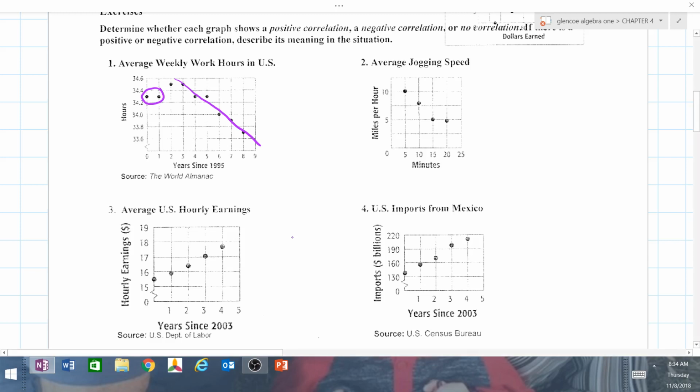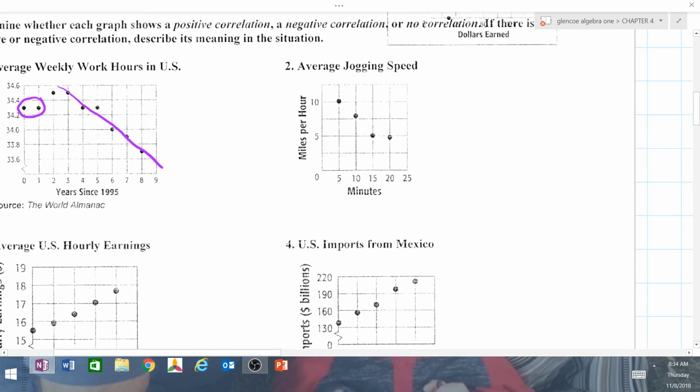All right, let's look at number 2 together. What kind of correlation would you say number 2 shows? Somebody be bold. Negative correlation. And who can explain it? Okay, right here in the front, you explain it. As the time passes, the person begins to get slower. As time increases, speed decreases. Good job. Are you with me?